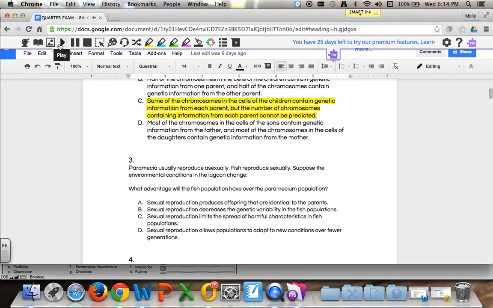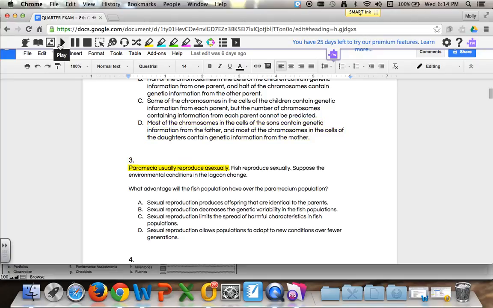C. Some of the chromosomes in the cells of the children contain genetic information from each parent, but the number of chromosomes containing information from each parent cannot be predicted. D. Most of the chromosomes in the cells of the sons contain genetic information from the father, and most of the chromosomes in the cells of the daughters contain genetic information from the mother.